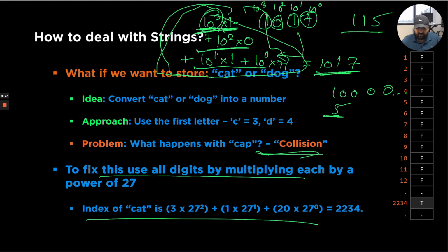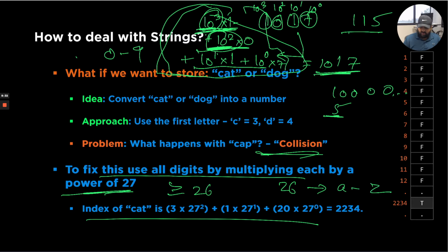For a string, we use the same concept, but instead of multiplying by 10, because there were 10 digits from 0 to 9, we are multiplying with powers of 27. You can take any number that is greater than 26, because there are 26 lowercase alphabets from A to Z, or you can also take 26, that's fine, but I'm taking just an arbitrary number, which is 27.